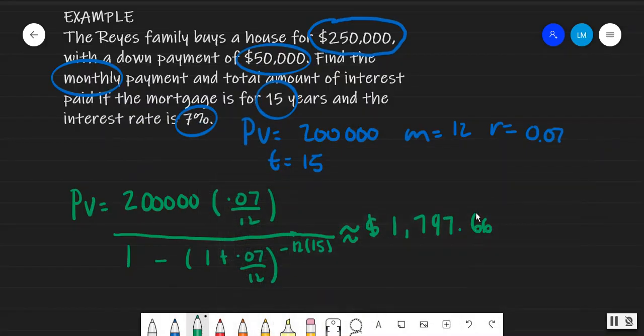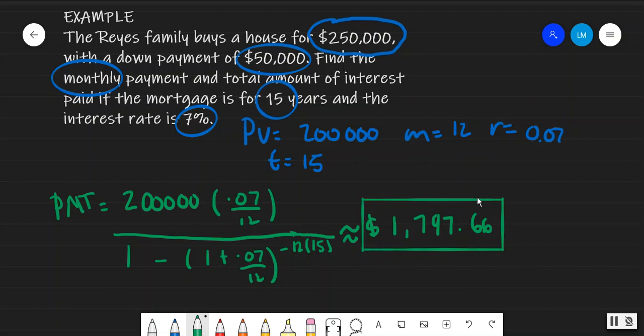Actually, I'm sorry. This right here should read as the payment. It's just notation. I guess that's the downside of having one of them be PV and the other be PMT, so you can easily forget what we were doing. So PMT, the monthly payment, is this amount.